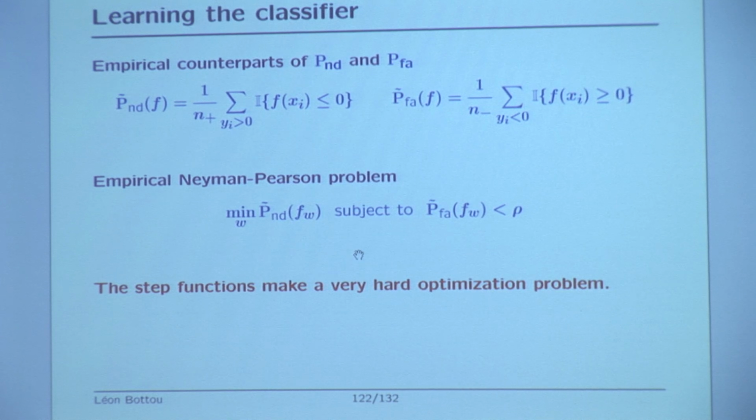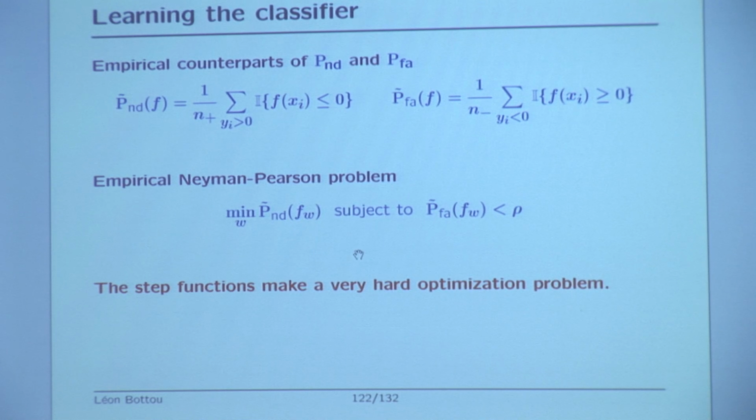So the empirical probability of non-detection is 1 over your number of positives, sum over all the positives of an indicator function of f of x_i less than 0. So basically, it's the count of non-detections divided by the number of positives. And the other one is the count of false positives, false alarms, divided by the number of negatives. So they just count. And now you can write the Neyman-Pearson problem as the minimum of the empirical counterpart of PMD, subject to the constraint on the empirical probability of false alarm.